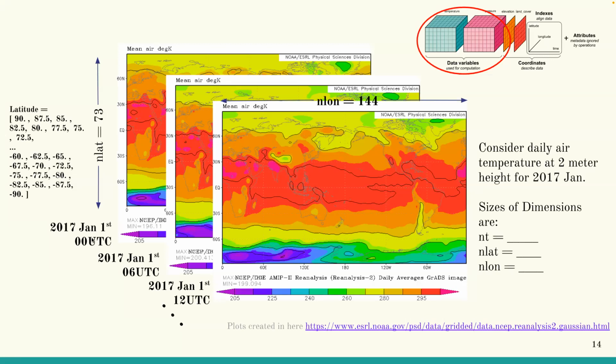The first time in your data is 2017, January 1st. And because the temporal resolution is 6 hours, the next one is January 1st, 6 o'clock, and then the next one is 12 o'clock, and so on and so forth. So here is how we understand the 3-dimensional data.